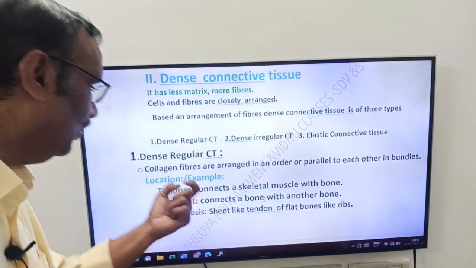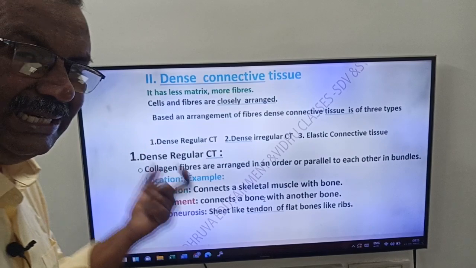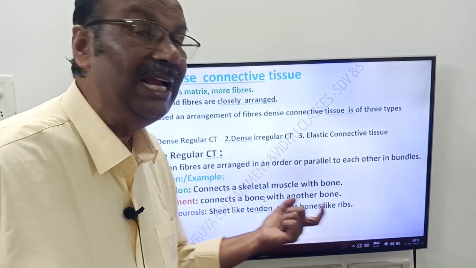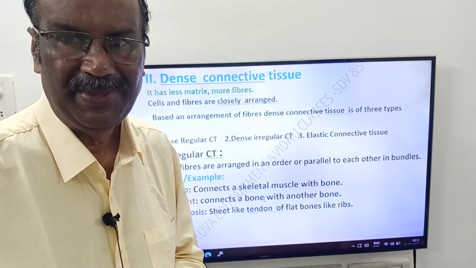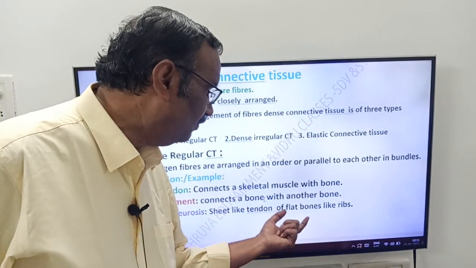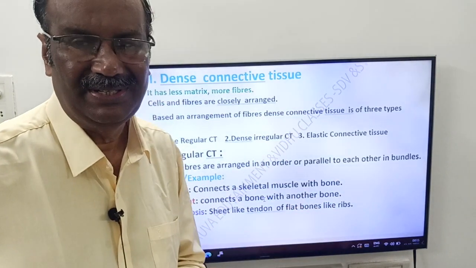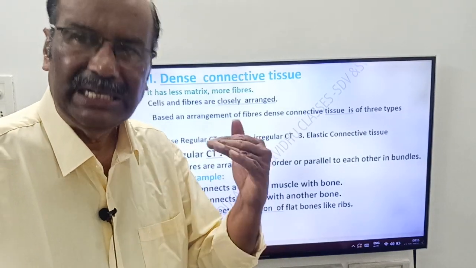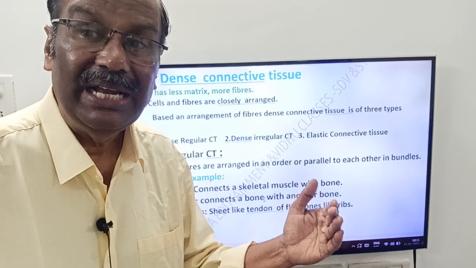See, friends, aponeurosis. It is a dense regular connective tissue. It is sheet-like tendon of flat bones like ribs. If you see the ribs, above the ribs we have muscle. In between muscles and ribs there is a connective tissue.